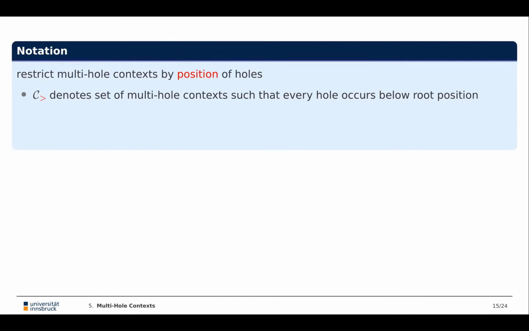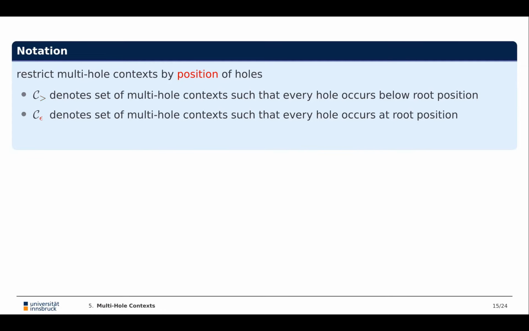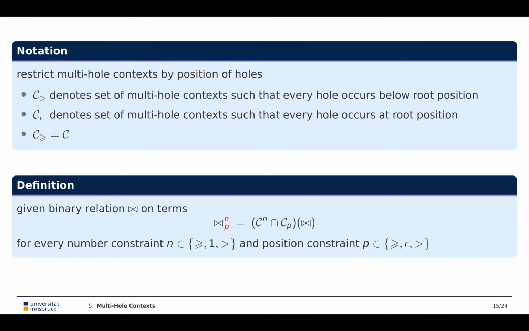This is denoted in the subscript. If there is a greater than symbol, this denotes that we look at multi-hole contexts where every hole occurs below the root position. The epsilon denotes that every hole occurs at the root position, therefore there is only one hole. And again, the greater or equal means we have no restriction on the position of holes. We use these in combination, of course, so we have the multi-hole context closure for relations, with n the restriction on the number of holes and p the restriction on the position.